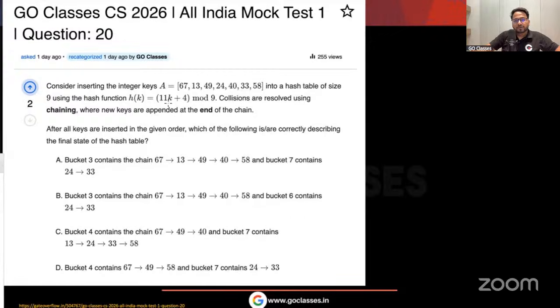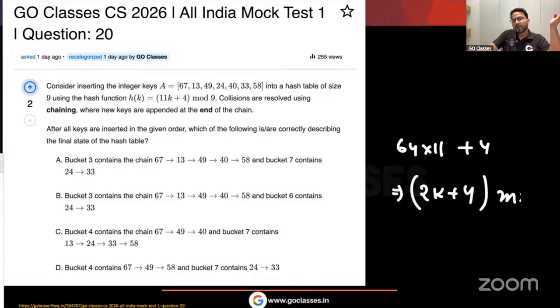So what you can do is apply this 11k plus 4. If you do it for 67, it is 67 into 11 plus 4 mod 9, right? Since it is already mod 9, what is the point of writing 11? Can you not write 2? It's the same as 2k, since ultimately the remainder is 2. So it is 2k plus 4. Either you do 11k plus 4 or 2k plus 4 mod 9, both will be the same, so you can do 2k plus 4.